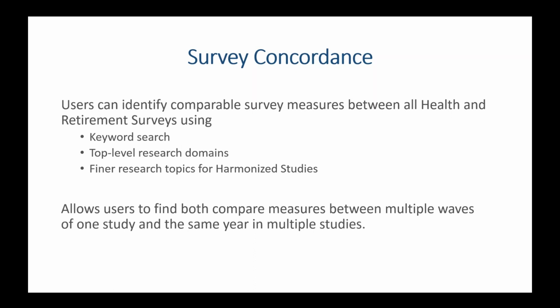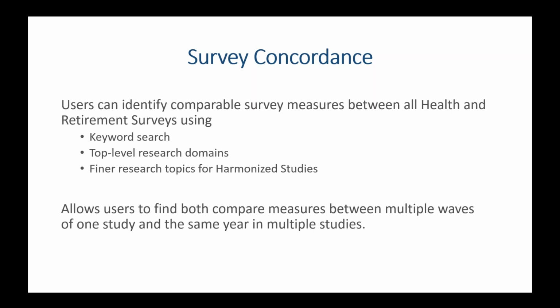And these harmonized studies are data sets that we produce here in collaboration with the studies to provide a very user-friendly data set which has those most harmonizable variables included, and they're all coded in the same way. And we'll talk more about that. So the survey concordance allows users to find comparable measures between multiple waves of one study and the same year in multiple studies.